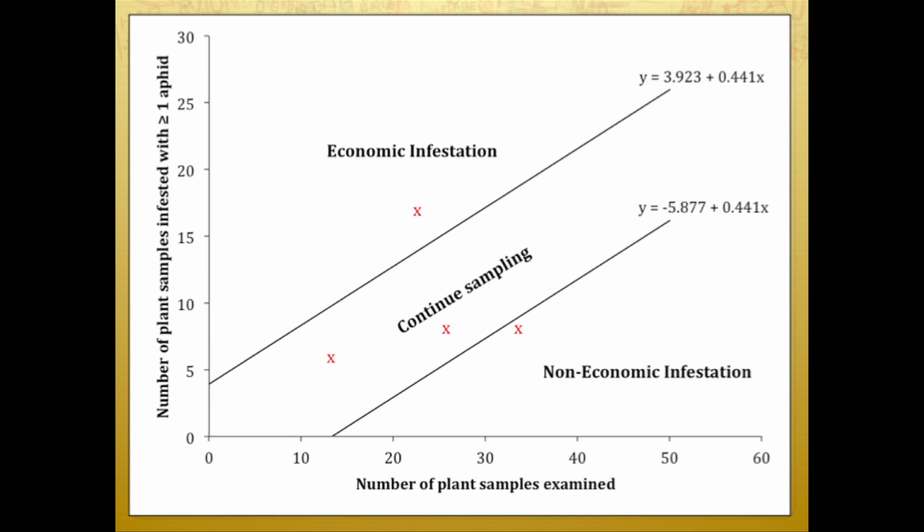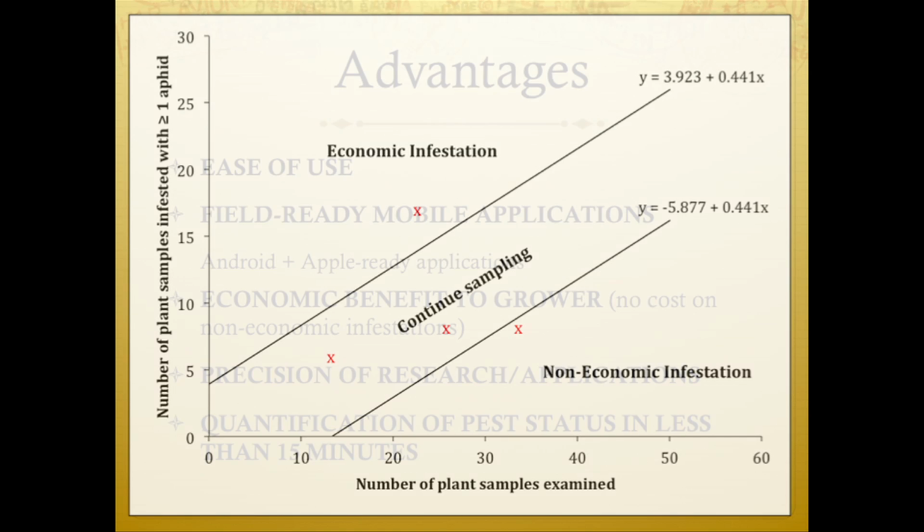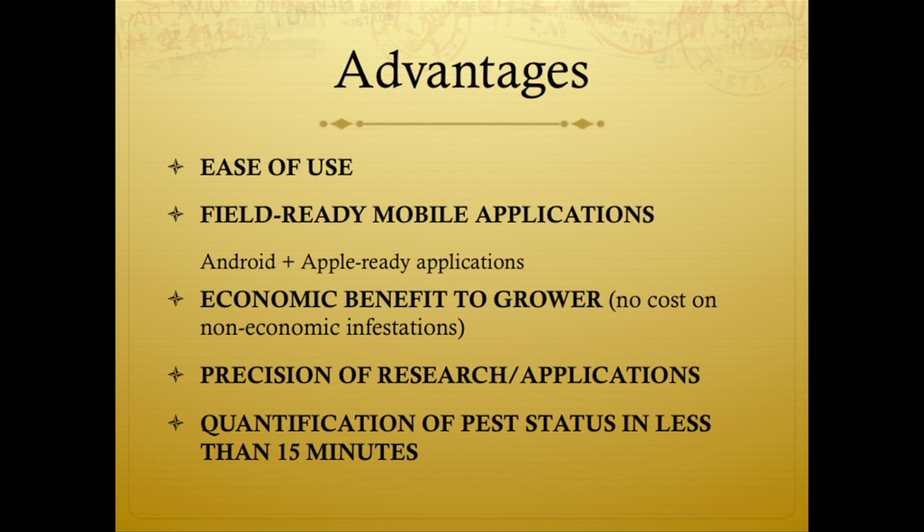There's a lot more equations behind this than just that. So, the advantages of both these are the ease of use for the producer. And they can be made field ready, of course. Android, Apple ready. I believe we use a mobile enabled app. What do you call that, Steve? Yeah, mobile enabled web app for this.